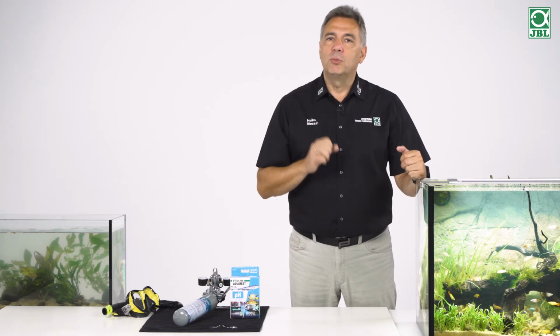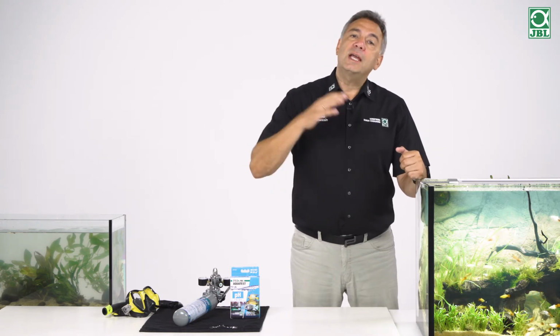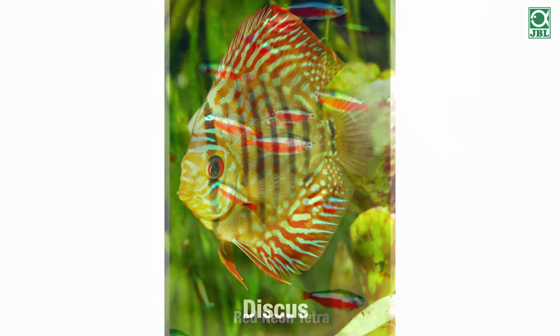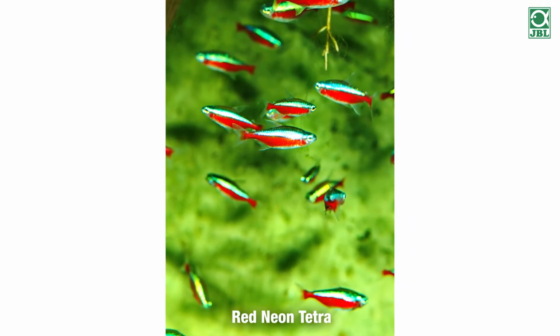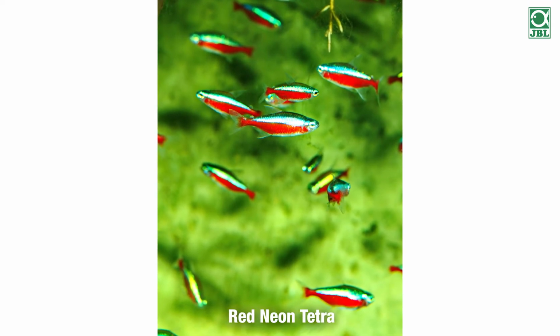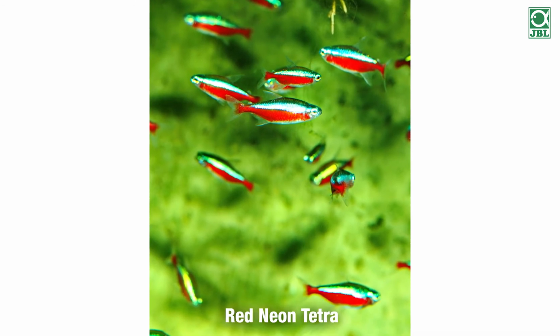At 6.5, everything is perfect. We know of fish that live with extreme pH values. These include the discus fish and the red neon tetra. We have caught red neon tetra in the Rio Negro. Here the pH value was 4.0. That was extreme. Hardly anything lives in this water, not even mosquito larvae.